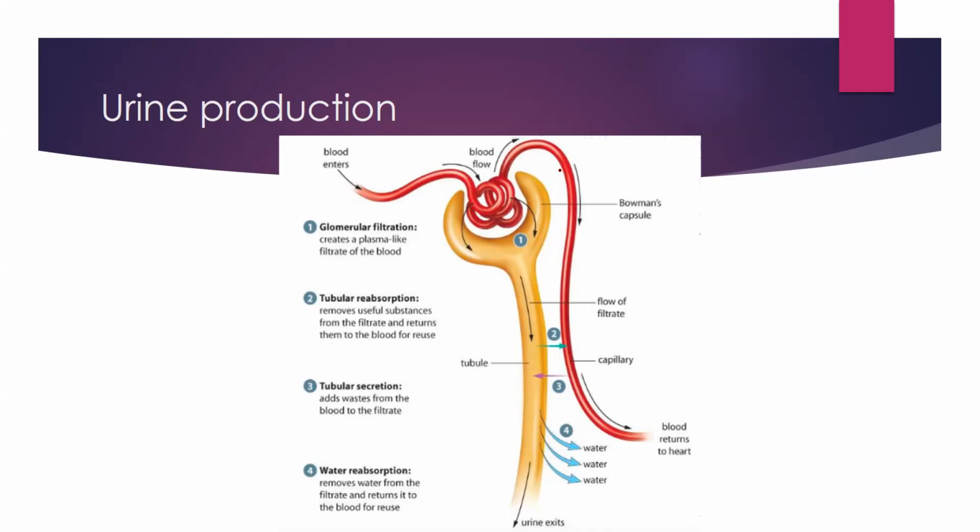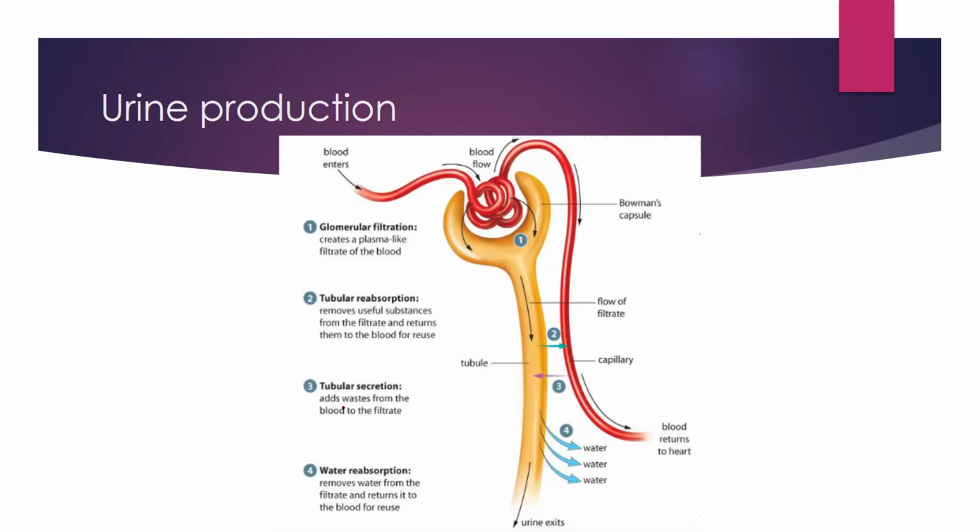The blood is then filtered in Bowman's capsule to a filtrate, and then the other blood returns back into the flow of the body. Now, this filtrate is further processed. At this time, tubular reabsorption takes place, so the substances that we want are retained. The substances that we don't need go into the filtrate.